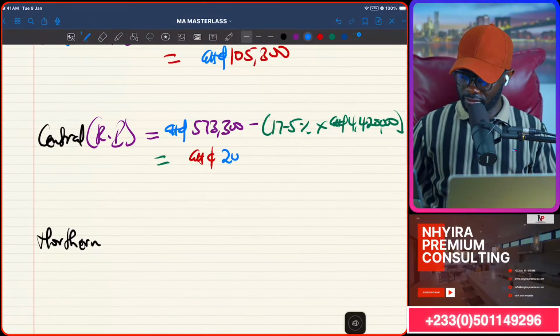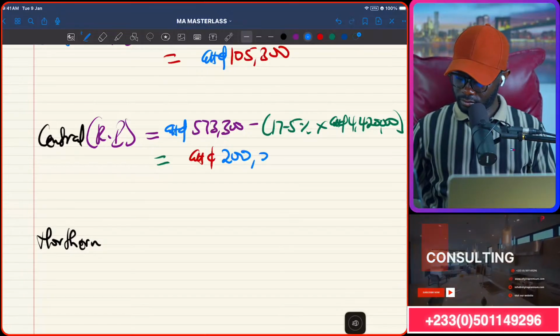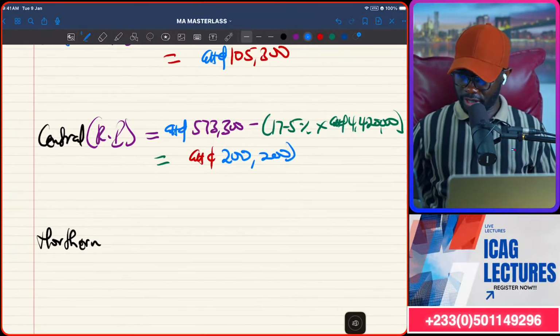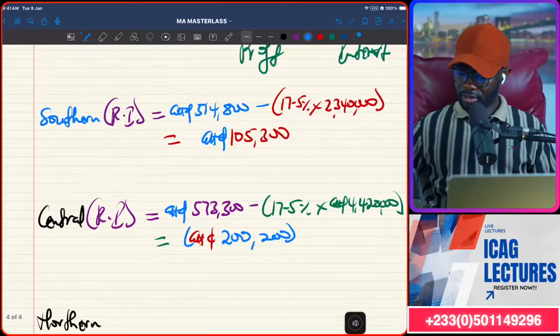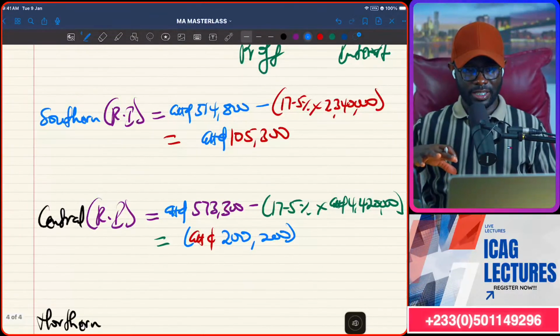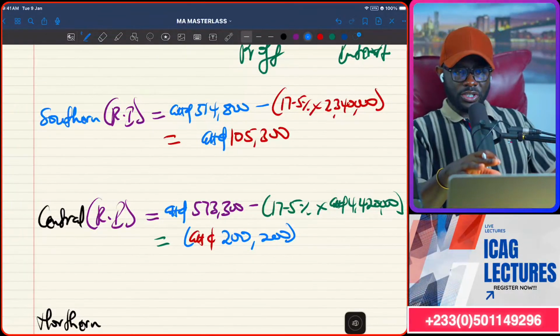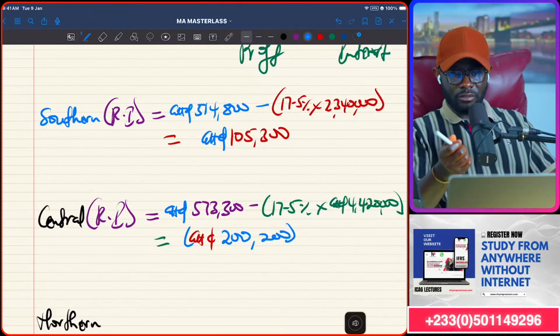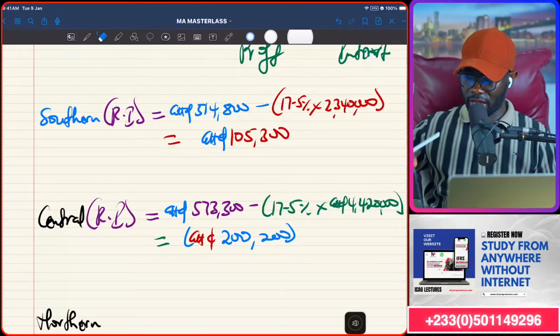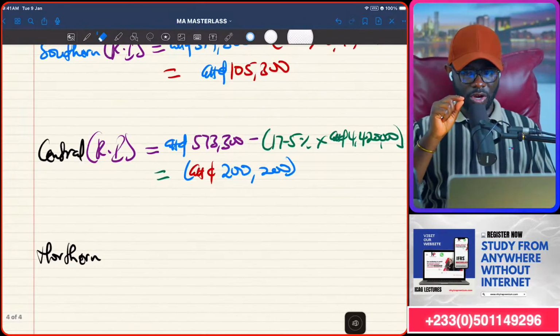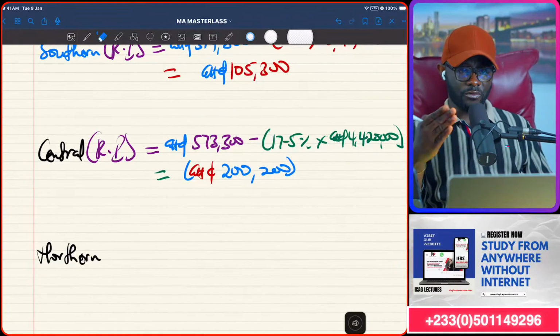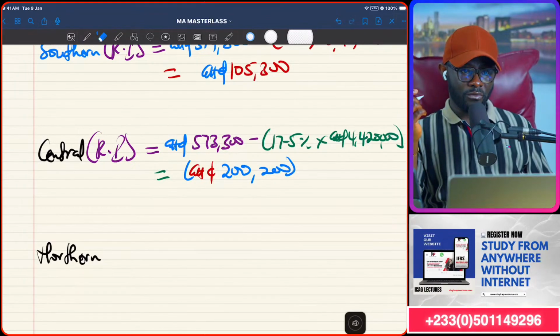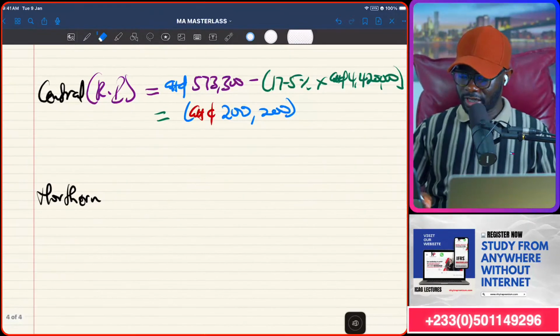But it is negative. Okay, it is negative. Got to be careful. It means the Central Division didn't make enough profits to pay off the notional interest. So that is going to be negative. Very important. They are not making enough profit to pay providers of finance. Next one.